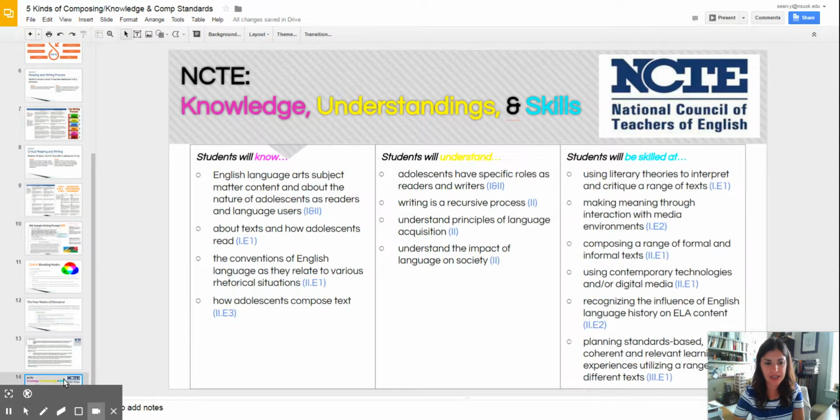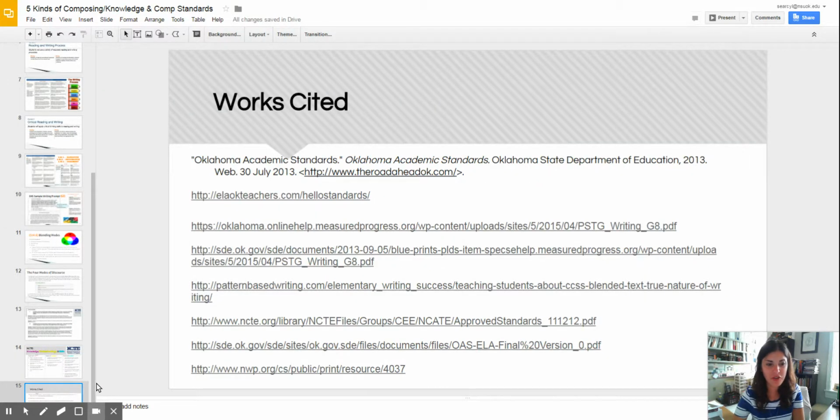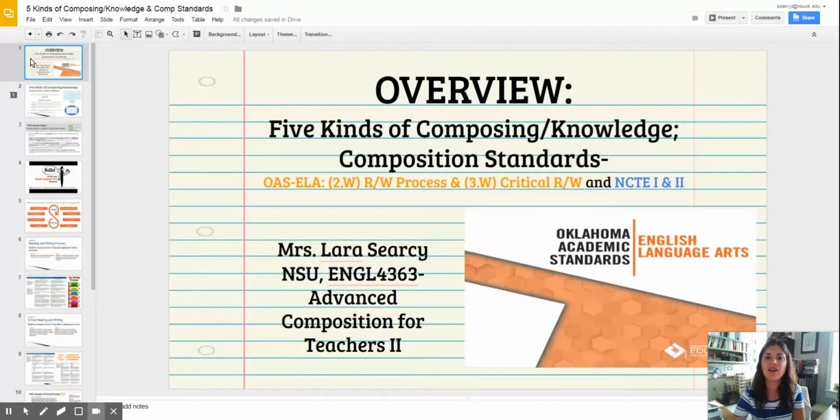All of those standards can be divided up into knowledge, understandings, and skills so that you will know these things, you will understand these things, and you will be skilled at these things. This is how I make standards-based assignments, and this is how I ensure that you are getting the knowledge, understanding, and skills to be an effective writer. So that is just a little bit of background information about the 5 kinds of composing and knowledge, and background information about our composition standards.